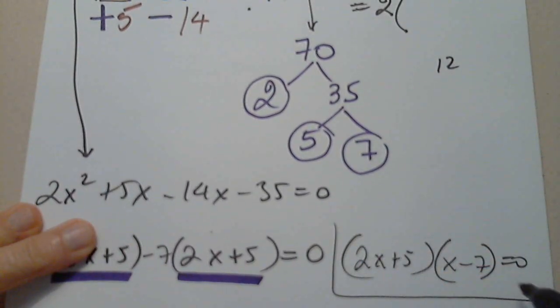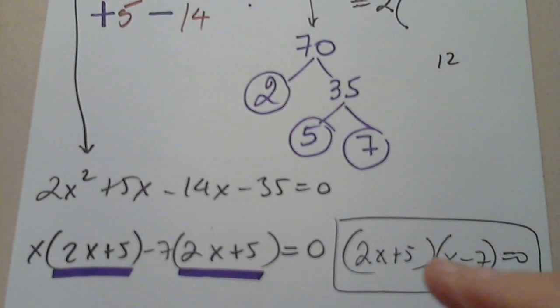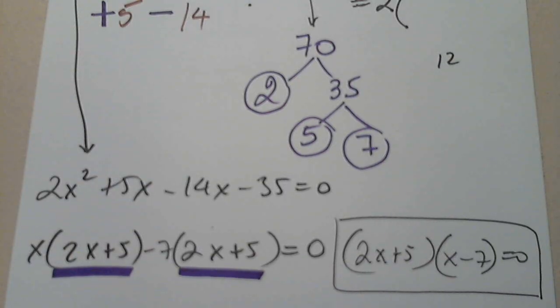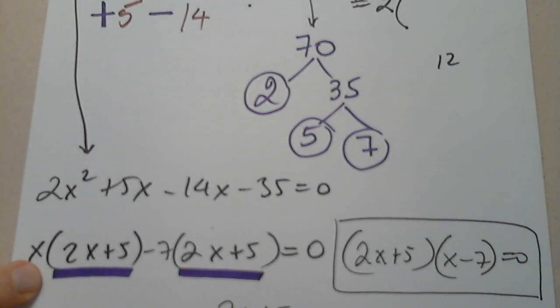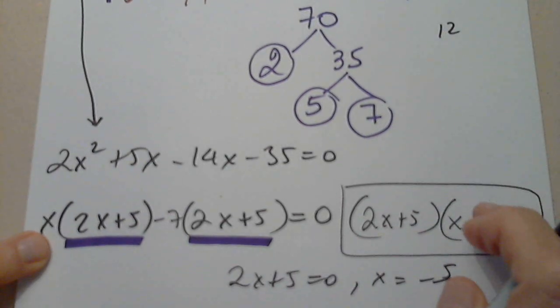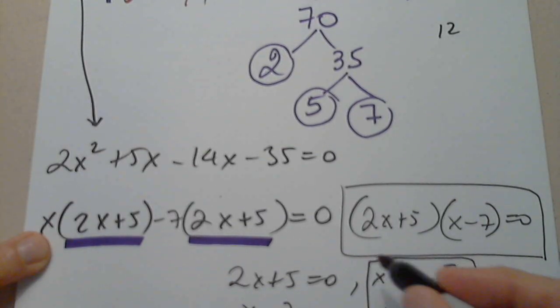Now I finally have reached the point in which I apply the zero product principle. Only now I can apply it. When the first factor is 0, I get x equals negative 5 halves. When the second factor is 0, I get x equals 7. And these are the solutions.